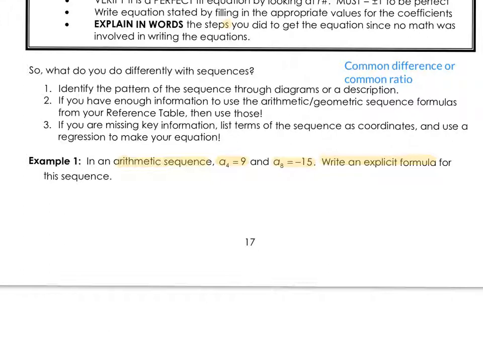So I'm going to start off by listing my sequence information. So I knew that 4 was with 9. The input of 4 had a y value of 9, and 8 with -15. So now we can do a linear regression in your calculator.